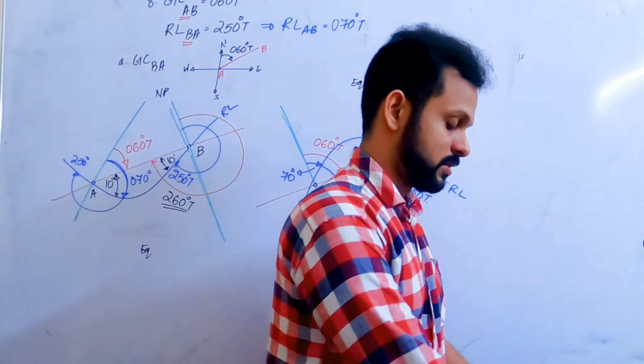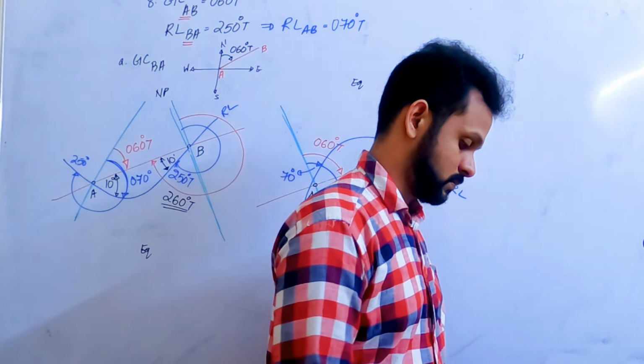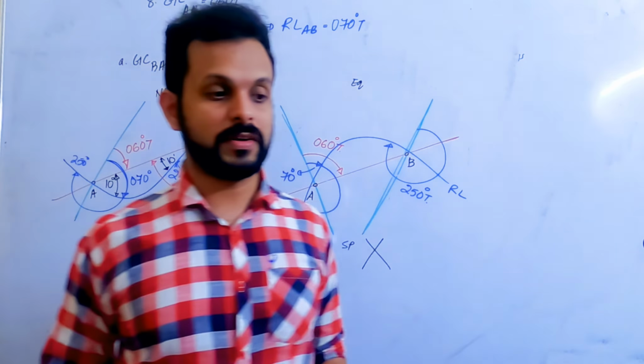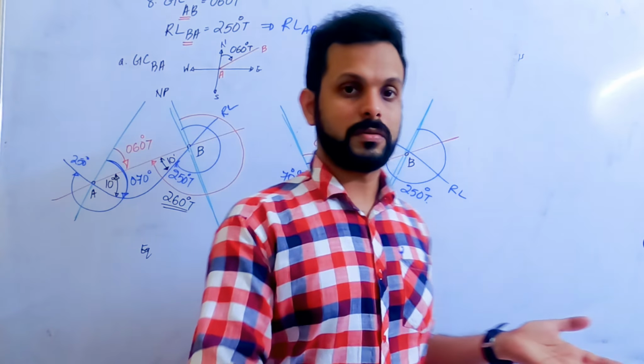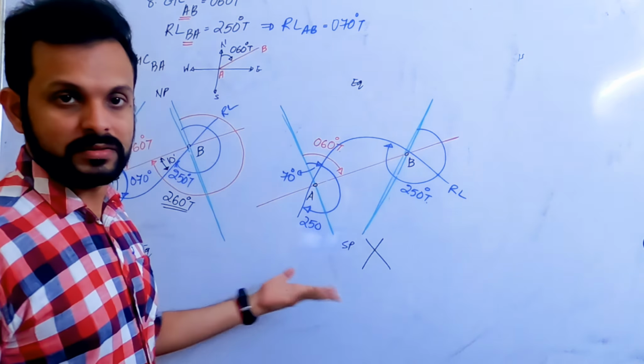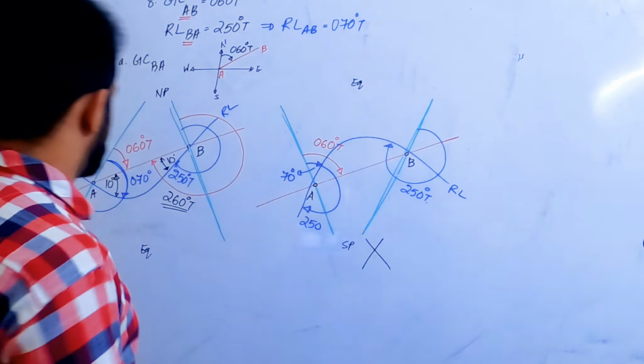What else is asked in the question? Great circle bearing from B to A. Same only. That's all. So you can identify the hemispheres like this. That's easier, right? Or even doing this is also fine. There's nothing wrong. You can still find out.